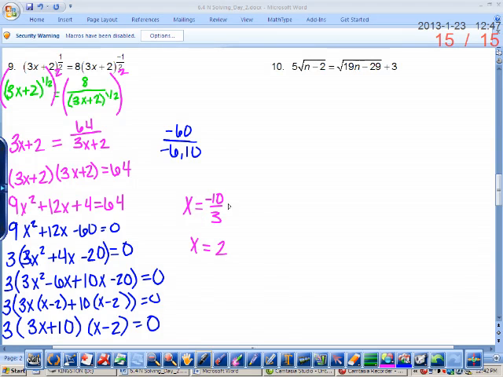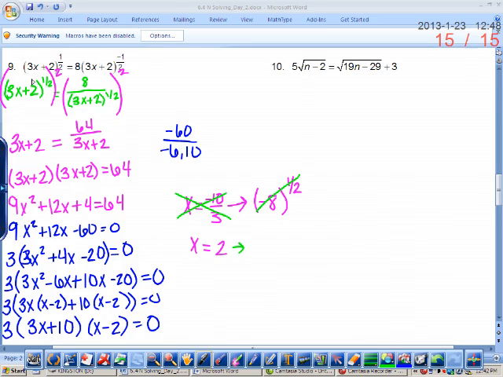All right, let's check it. If I plug in negative 10 thirds, well, negative 10 thirds times 3 would just be negative 10, plus 2 is negative 8. So the 1/2 power. Okay, right there, what do I know? Yeah, you can't do that. So can you keep going on the negative 10 thirds? No. All right, let's try 2.